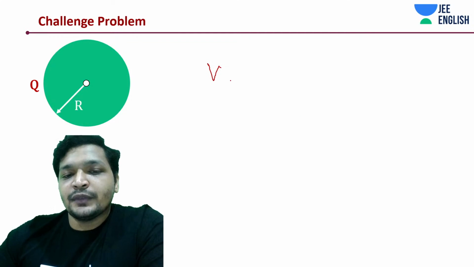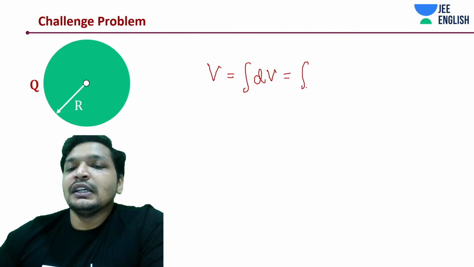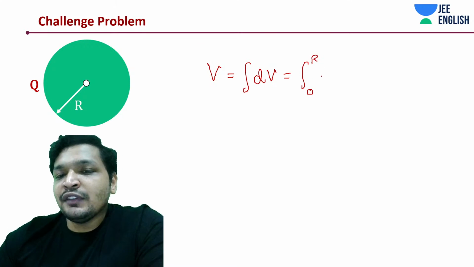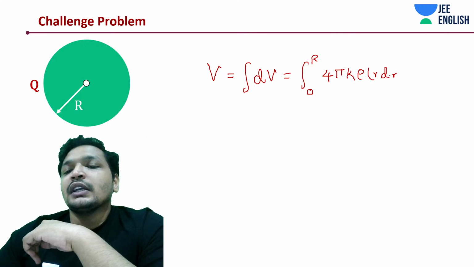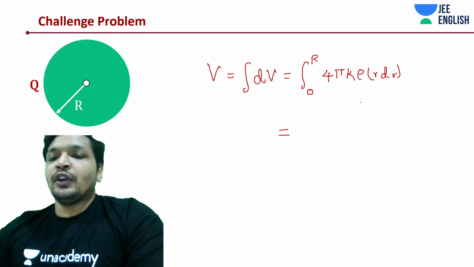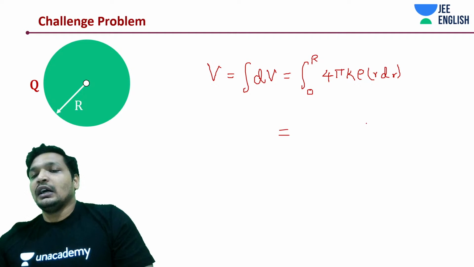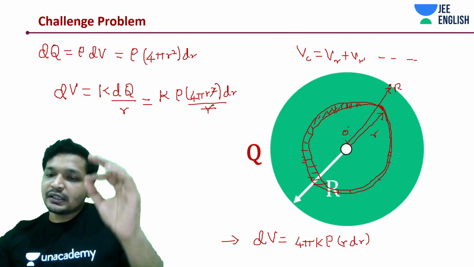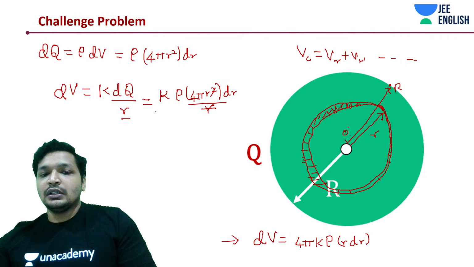So potential is going to be the integration of dv, and substituting the value of dv, from 0 to r, we found dv to be 4 pi k into rho into r dr. Okay, I hope you got the point why it is r dr. It's not like r square by capital R, because each shell is at a distance r from the center. It does not matter, it's going to be surface potential. Each shell only has a radius, hence we wrote it as small r, not capital.